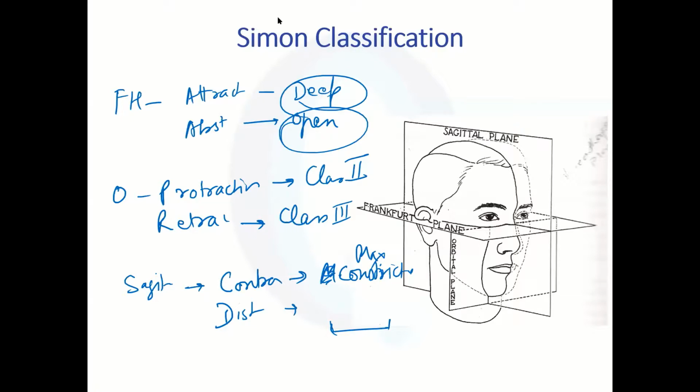I'll just try to explain it once again so that it is more clear. Okay, so FH plane is like this. Attraction will lead to deep bite. Abstraction will lead to open bite. This is clear. In protraction and retraction, orbital plane is like this. Protraction will lead to class 2. Retraction will lead to class 3. Retraction of maxilla. Okay, I'm just talking about maxilla right now. In sagittal plane, the sagittal plane is here. So contraction will lead to constricted maxillary arch. Distraction will lead to a wide maxilla. So this is how you correlate with the Simon's classification.